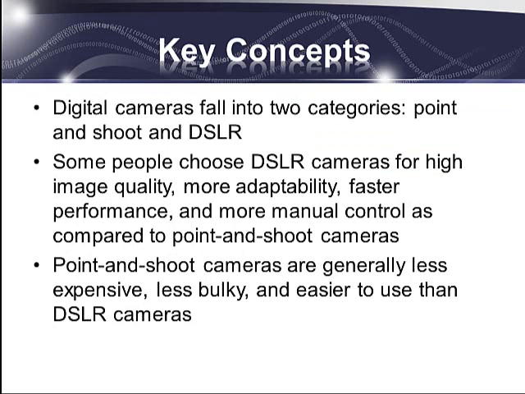So some key concepts to take away. Digital cameras fall into two categories: point and shoot and DSLR. Some people choose DSLR cameras for high image quality, more adaptability, faster performance, and more manual control as compared to point and shoot. Point and shoot cameras are generally less expensive, less bulky, and easier to use than DSLR. And a wide range of shooting modes on a point and shoot camera can help to take better pictures in a bigger variety of situations.